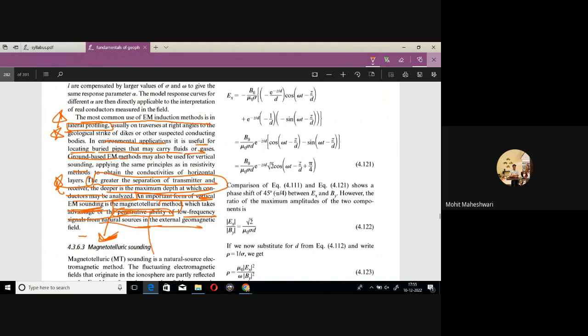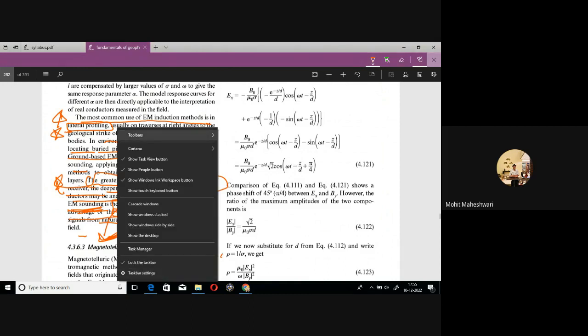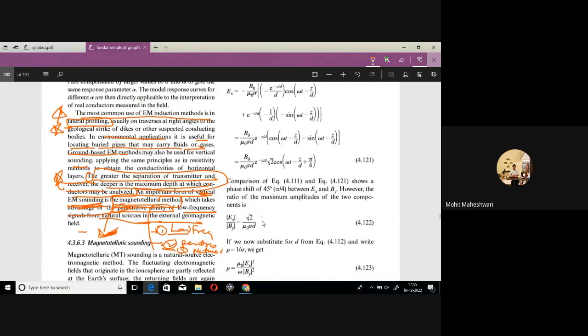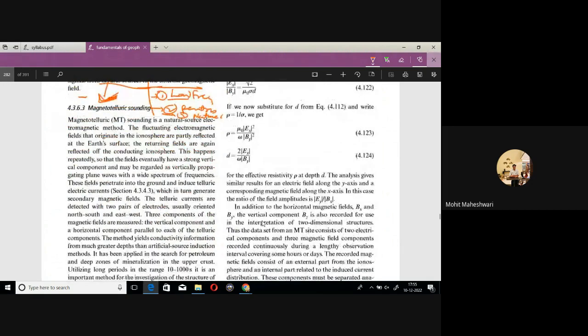Regarding the magnetotelluric method, you have to remember three things. The first thing is that it uses low frequency. The second thing, it has more penetrating power. The third thing is that it uses the natural source of current. Natural source of current, and we will talk about that. What does this natural source mean basically? So let's see from here on.